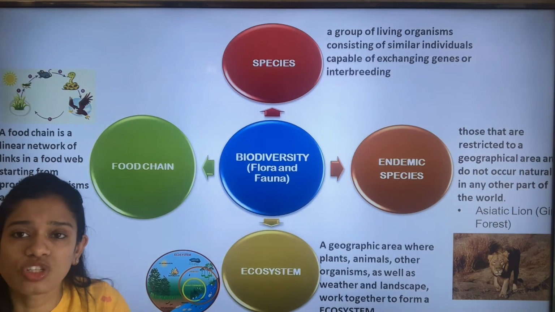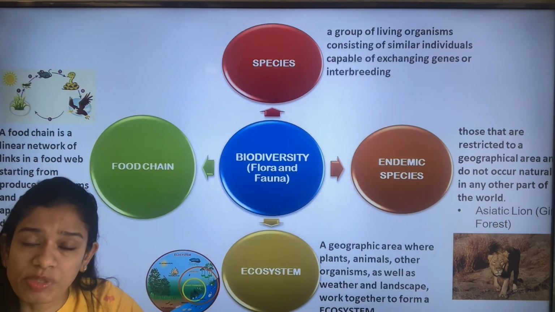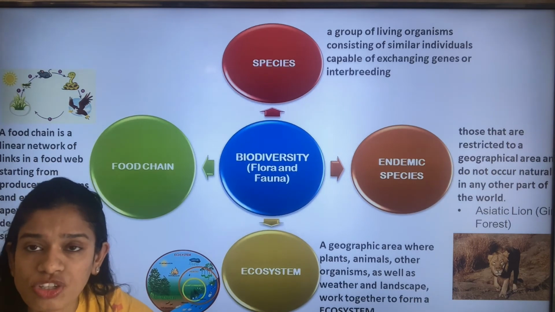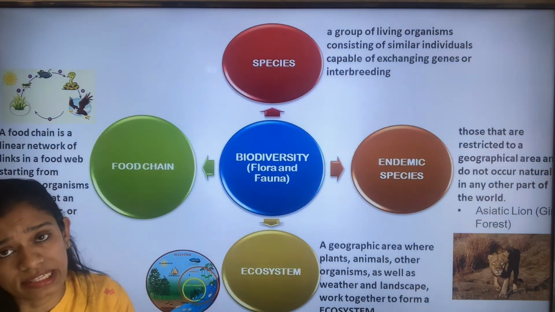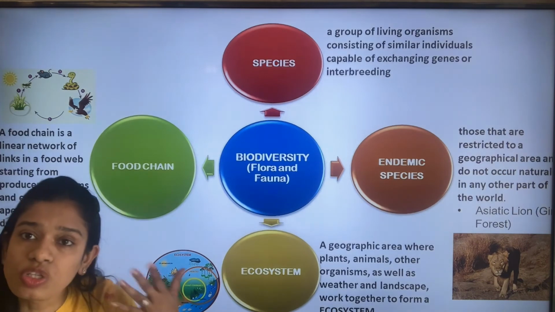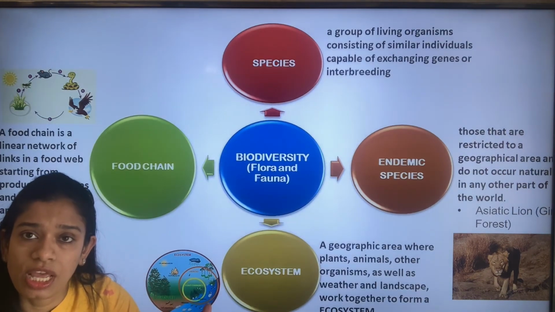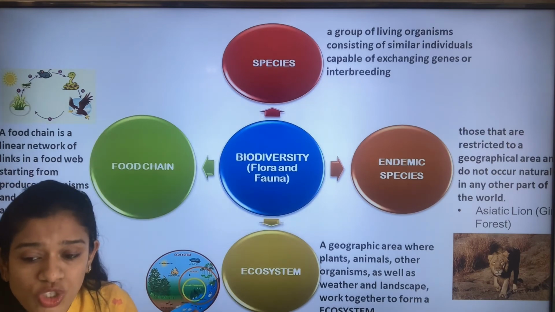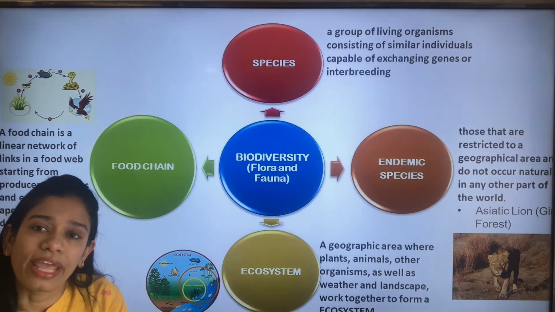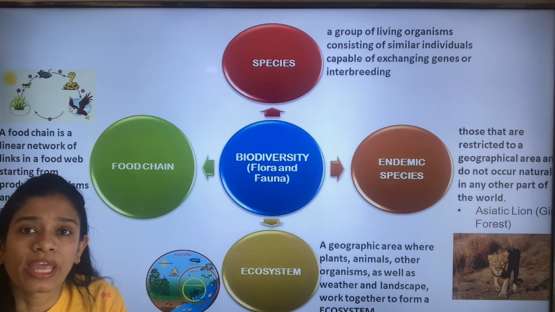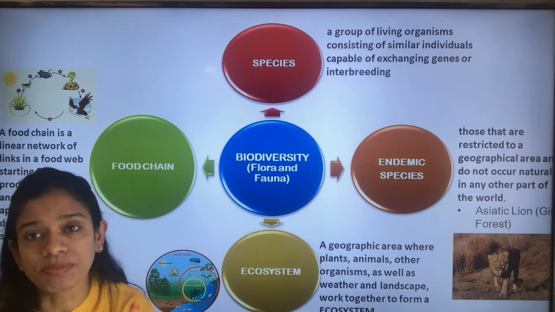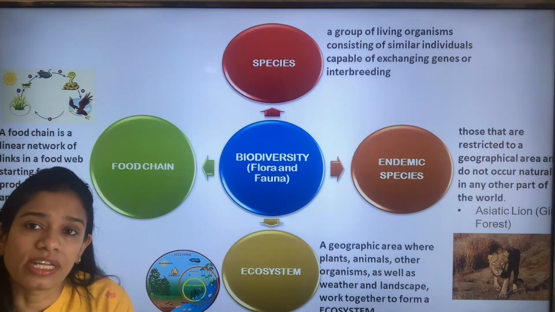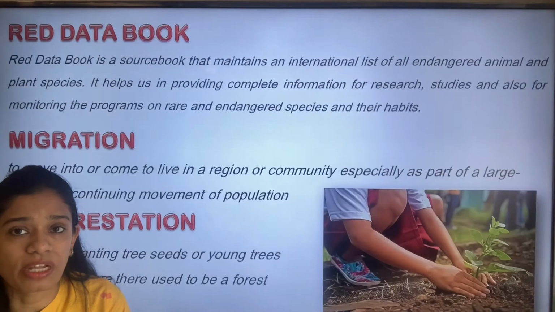So we have understood what are vulnerable species, what are endangered species, what are critically endangered species, and finally what are extinct species. And we have also learned what are species, what is an ecosystem, what is a food chain, and what are endemic species. Now let's move on to some terms that are very important in this chapter on conservation of plants and animals.